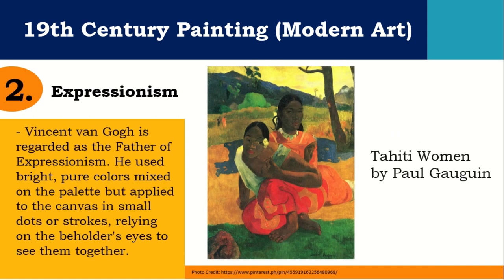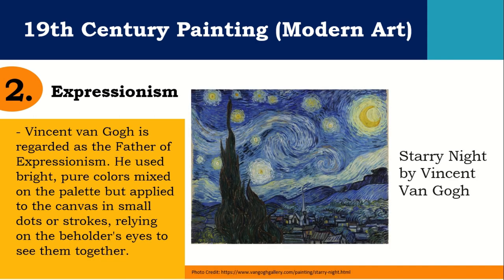The second one is Expressionism. Vincent van Gogh is regarded as the father of Expressionism. He used bright, pure colors mixed on the palette but applied to the canvas in small dots or strokes, relying on the beholder's eyes to see them together. An example is The Tahitian Woman by Paul Gauguin and Starry Night by Vincent van Gogh.